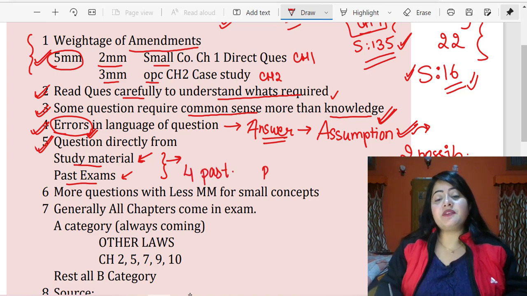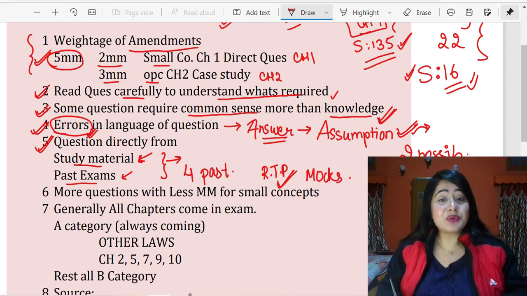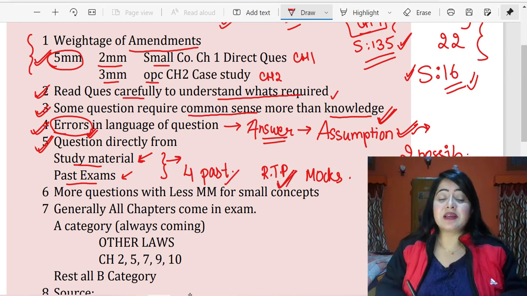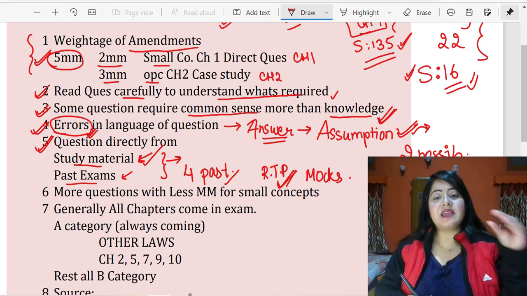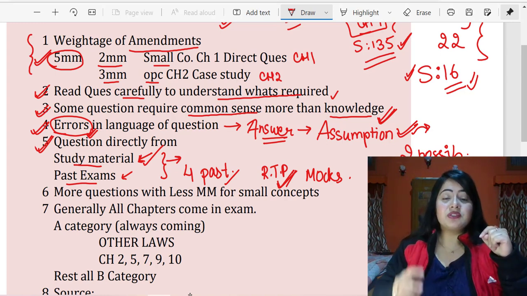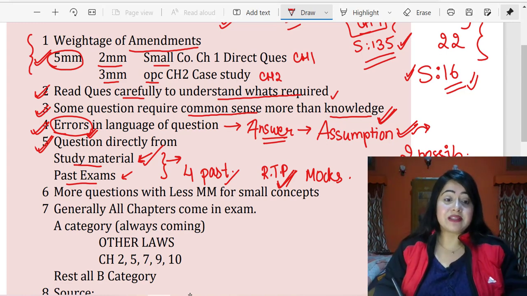Along with that, if you can do RTPs, that is revision test papers, then please make sure you do them also. If you're able to solve mocks, then please solve them also. If you're lucky, the questions are going to come directly as it is from these revision test papers, past exam papers, and also the study material. Now when I say study material, it includes the examples that are stated inside the study material, as well as the questions that are stated at the back of the chapter. Both of these are equally important for your examination.